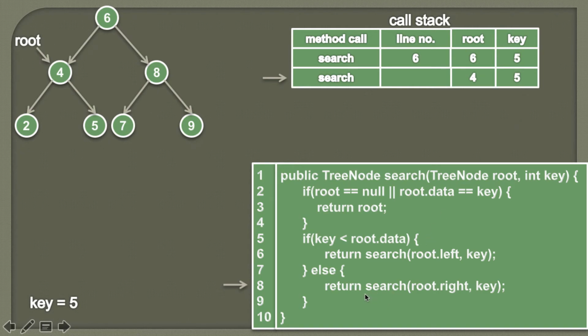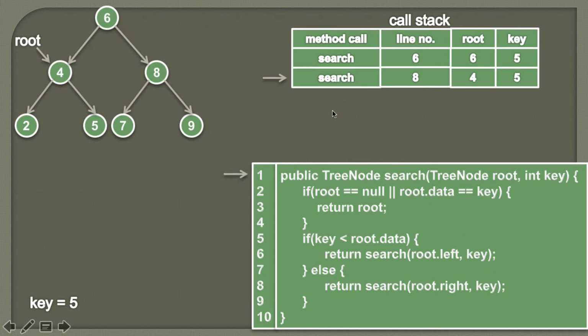And also friend, as we are leaving this search method, we have to keep track of the previous search method. So first we'll store the line number. So it would look something like this, that we are leaving this search method at line number 8 and we are calling this search method again by passing root.right as the new root and the key which we want to search. So it would look something like this.